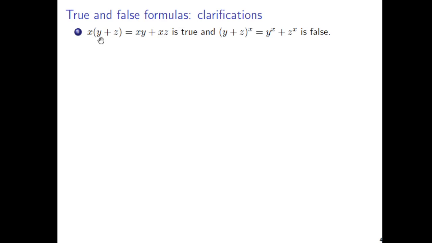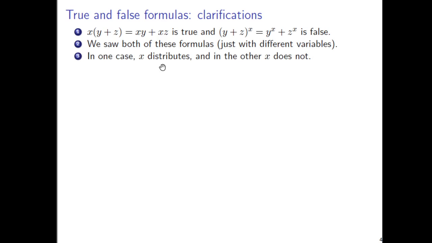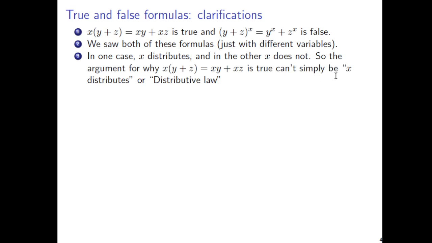So x times quantity y plus z equals xy plus xz is a true formula, while y plus z quantity to the x power equals y to the x plus z to the x is false. So one formula is true, one formula is false. You'll notice we've actually seen both of these formulas just with different variables, and the whole point in using these variables here is that in the first case x distributes and in the second x does not. So we can't just say that x distributes all the time, right?